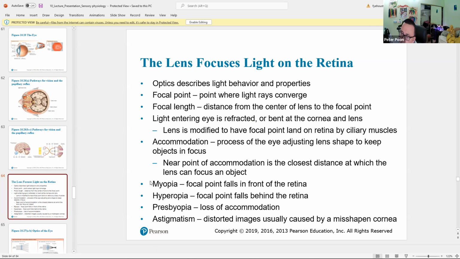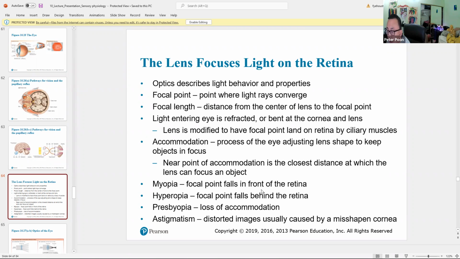Myopia, or short-sightedness, nearsightedness, is when the focal point falls in front of the retina. Farsightedness, or hyperopia, is when the focal point falls behind the retina. As you get older, presbyopia is the loss of accommodation. The lens hardens, and it's harder and harder to accommodate. That's where you need bifocals or reading glasses and things like that.